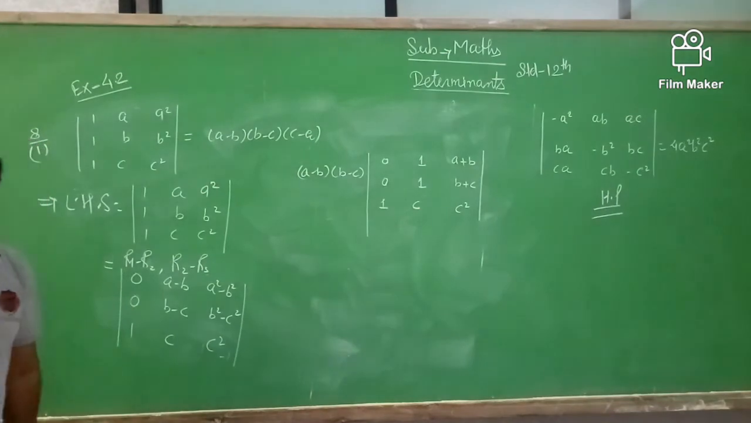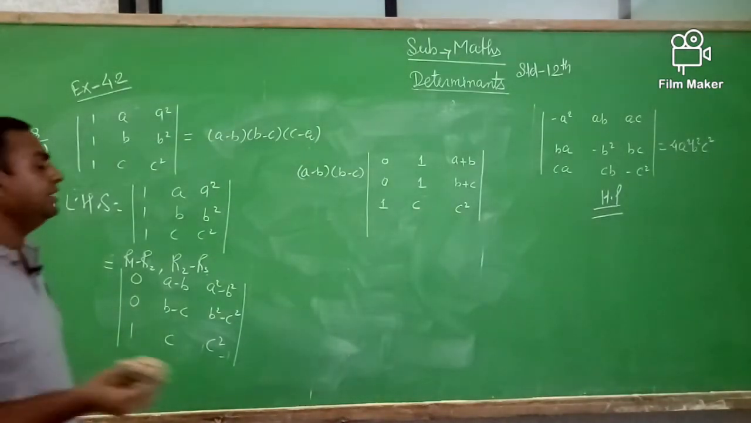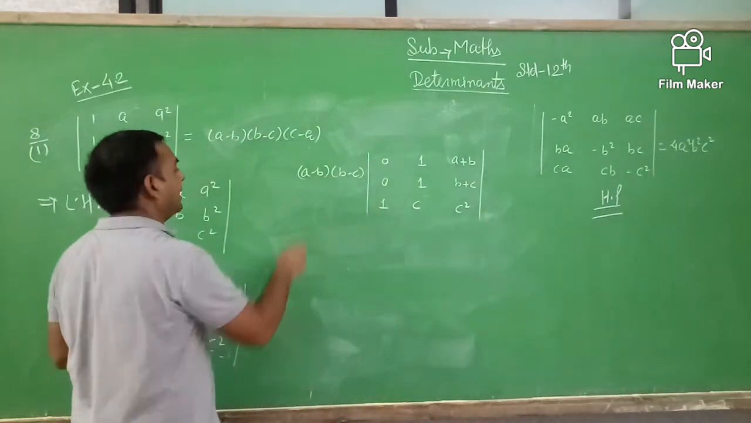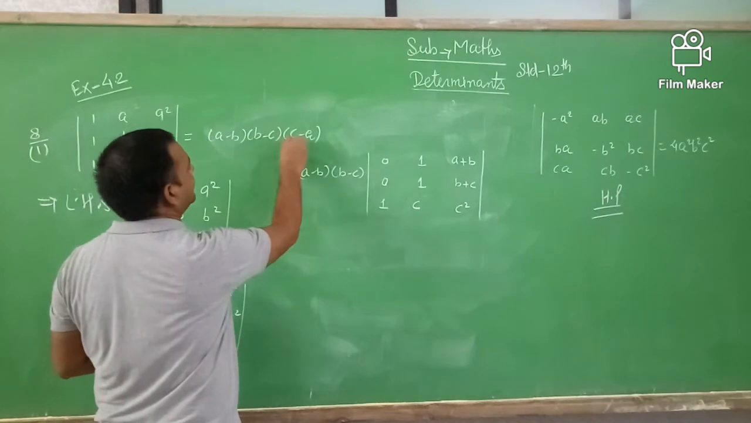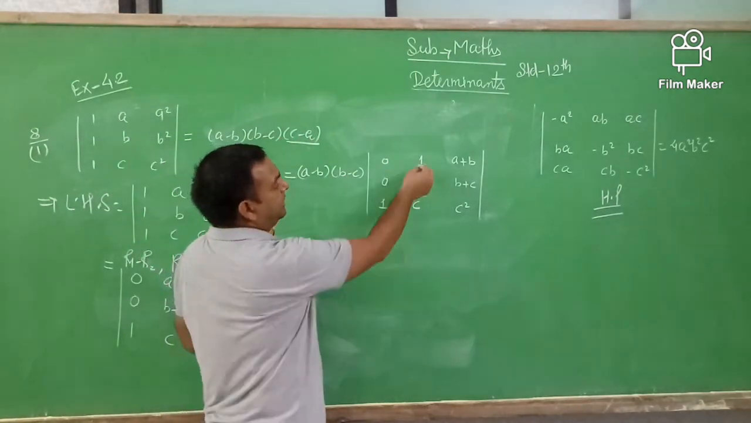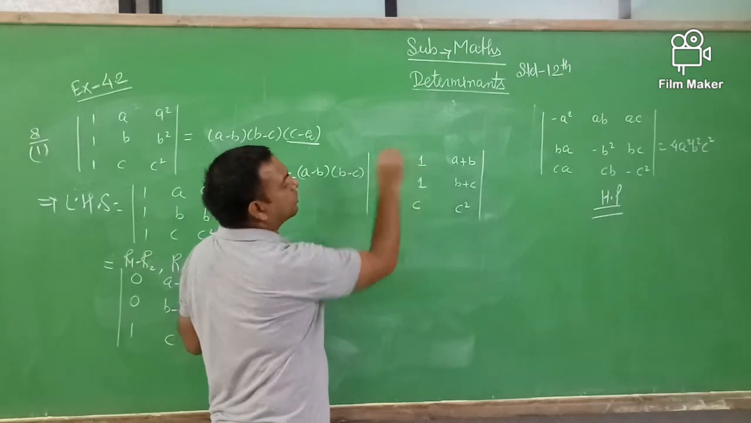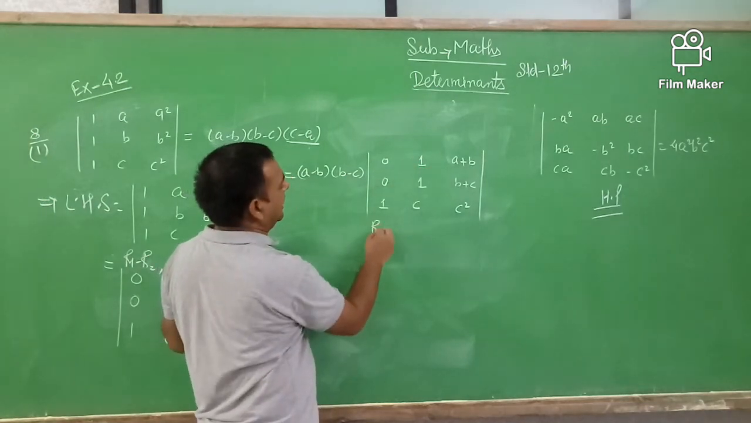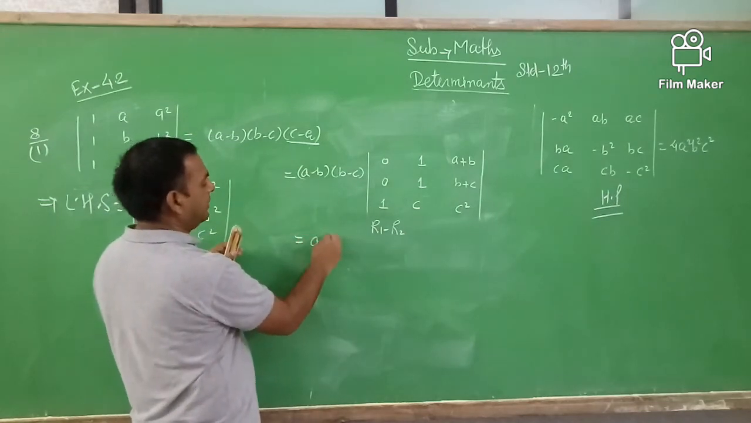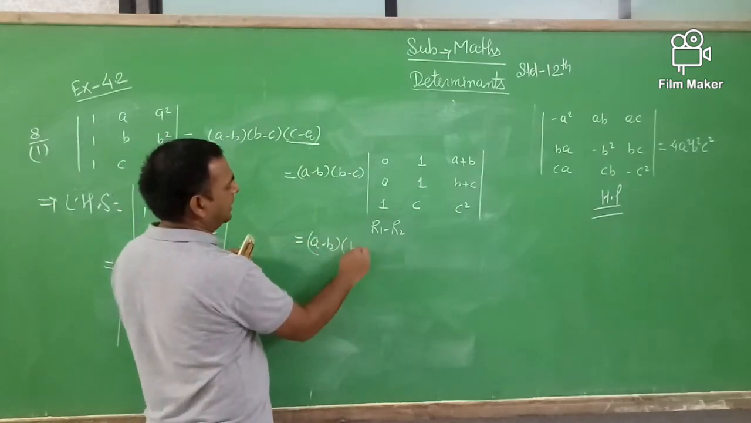Next, you see that here you find a minus b and b minus c. After that c minus a. Again we subtract the second row from the first row. It means r1 minus r2. Then this is equal to a minus b and b minus c.